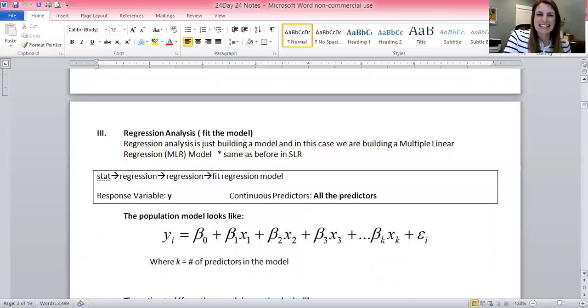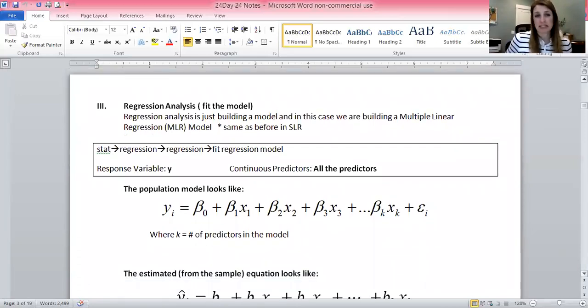Okay. Let's talk about the model. This is what we're going to be using. This is what we need to do.